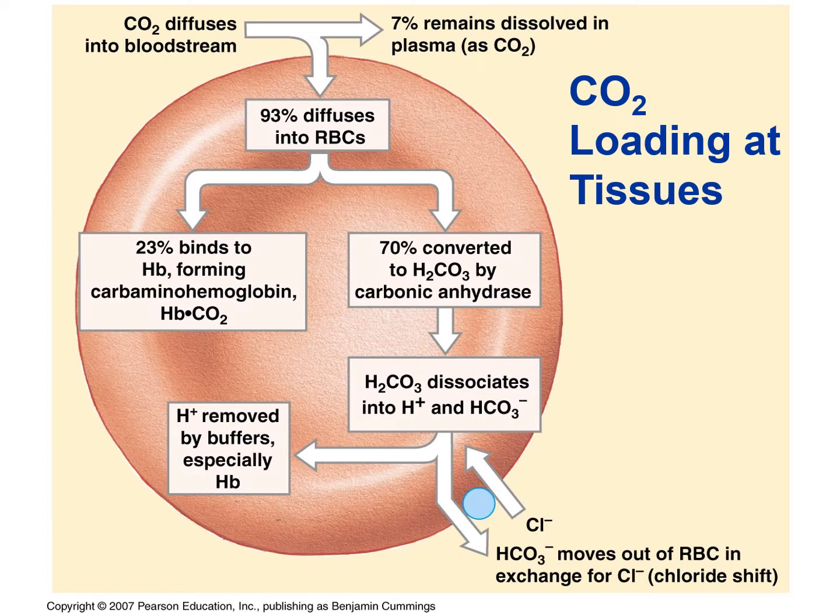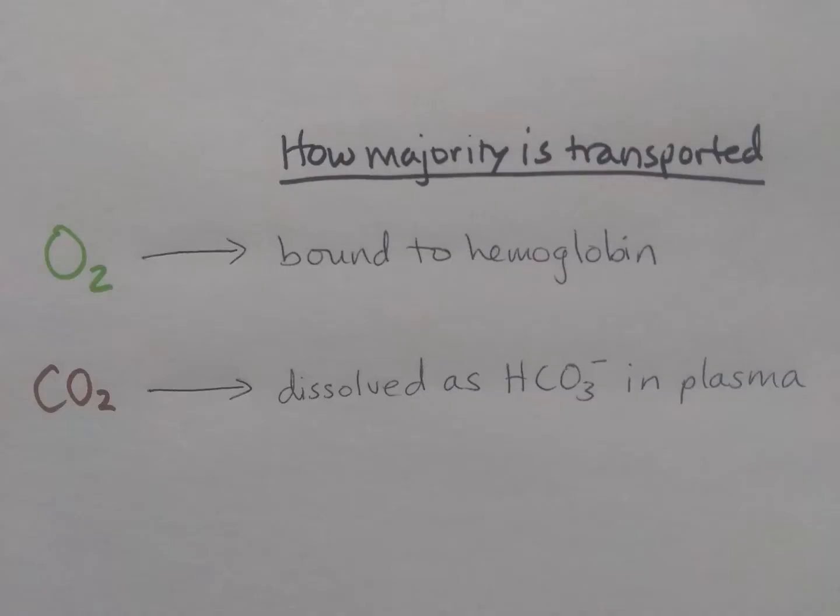The majority of the carbon dioxide, though, is going to be converted to bicarbonate ions, and that will then be shifted out into the plasma where the bicarbonate ions will be transported. So to start this, it's really important to know how the majority of oxygen and carbon dioxide are transported in the blood. Most of the oxygen is going to be bound to the heme group on the hemoglobin. And for carbon dioxide, most of it is going to be dissolved as bicarbonate ions in the plasma.